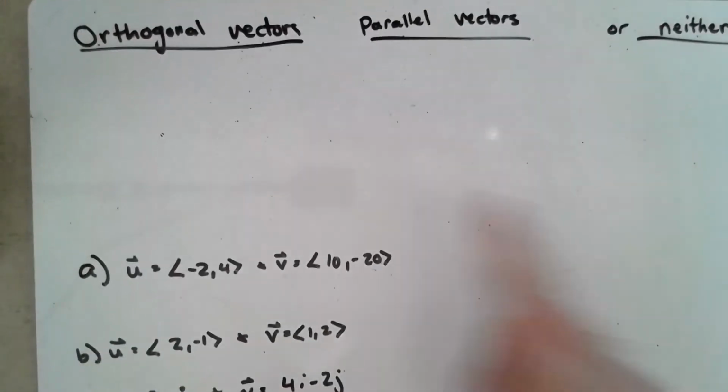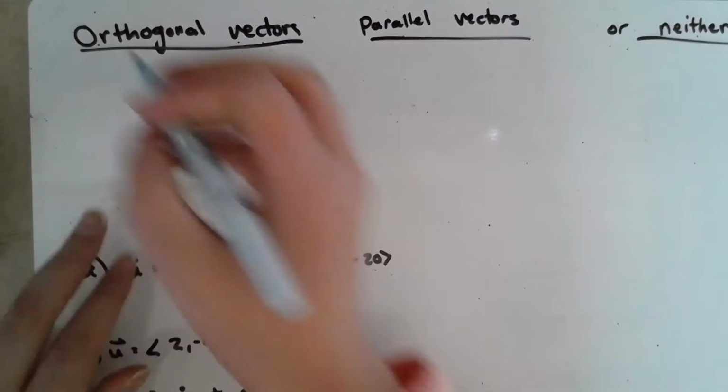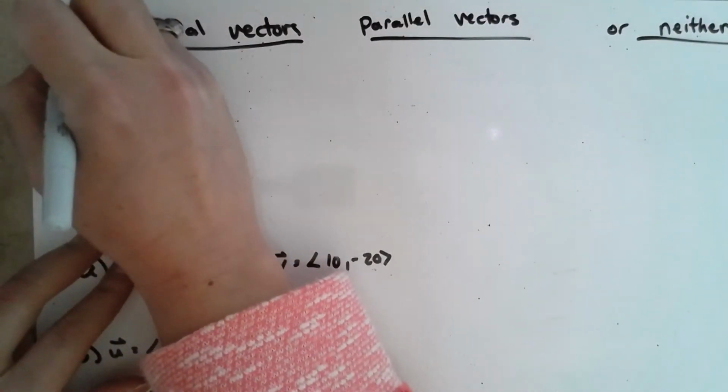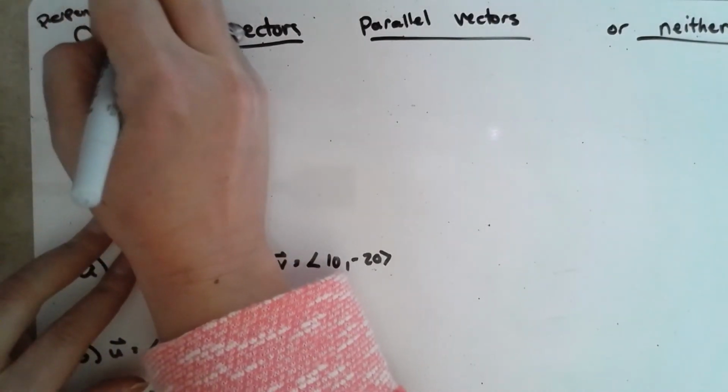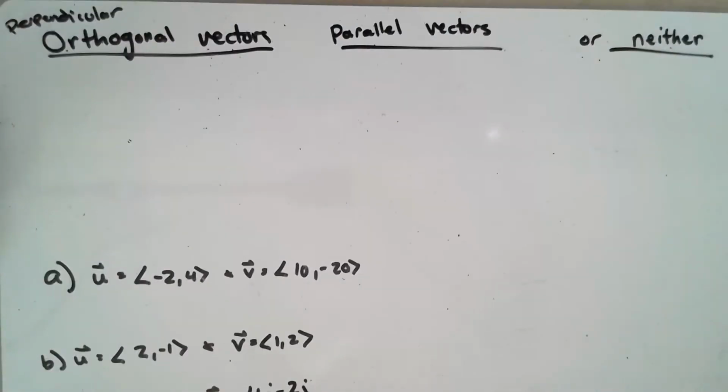But when we have two vectors that are perpendicular to each other, we actually call those orthogonal vectors. Okay? So everything is perpendicular except for vectors. When vectors are perpendicular, they are actually orthogonal vectors.